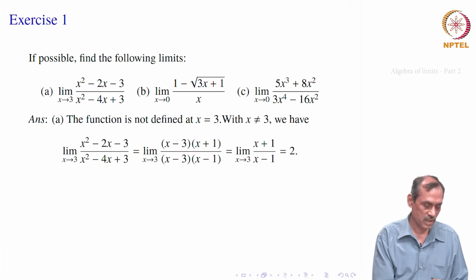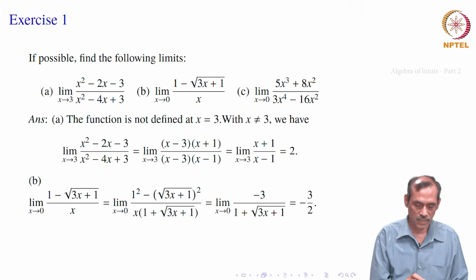Okay. So, let us see the second one, b, which says we have to find the limit of 1 minus square root of 3x plus 1, divided by x. Again x goes to 0. So we have to take away this x somehow. What do we do? Usually in such problems we have to rationalize the square root.